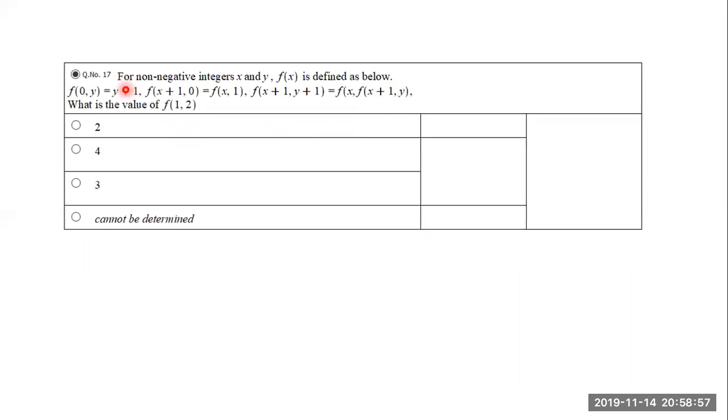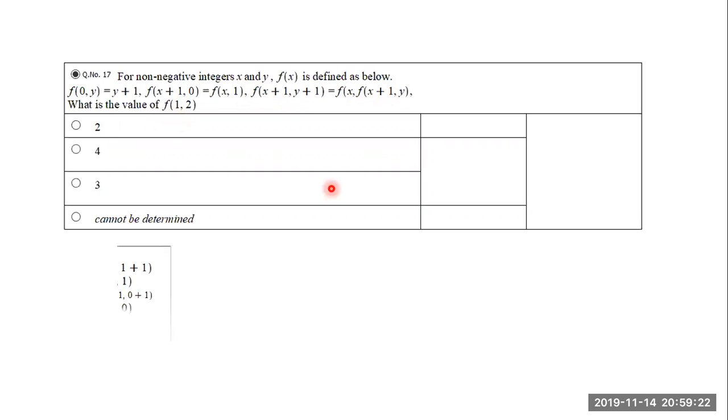Now we will see the next problem. 17. For non-negative numbers x and y, f(x, y) is defined as below. f(0, y) is equal to y plus 1. f(x plus 1, 0) is equal to f(x, 1). f(x plus 1, y plus 1) is equal to f(x, f(x plus 1, y)). So what is the value of f(1, 2)? Right? Please note how we will proceed.